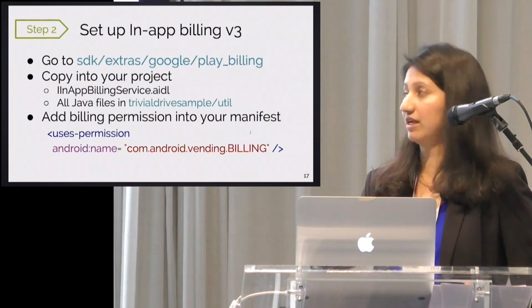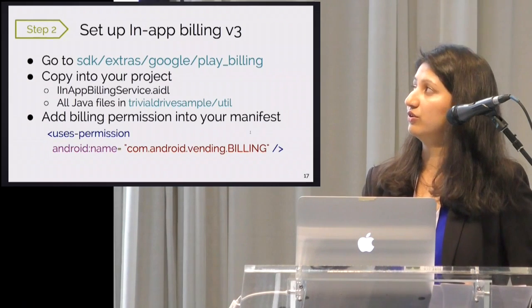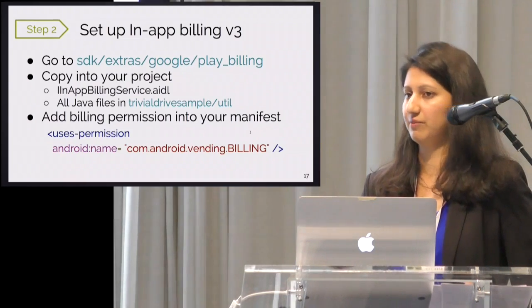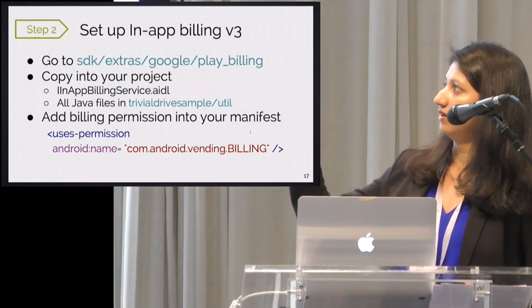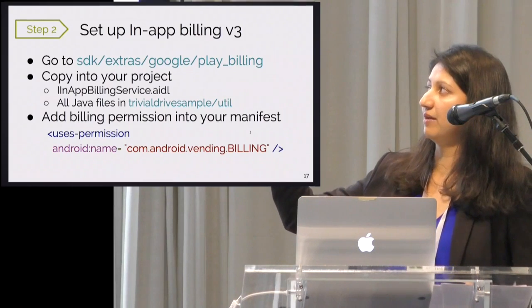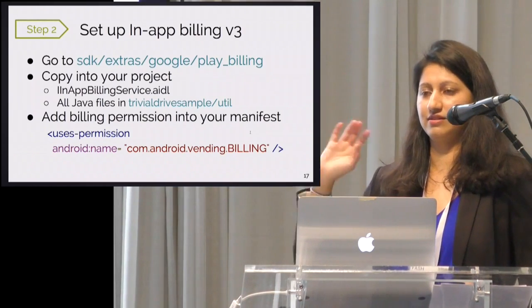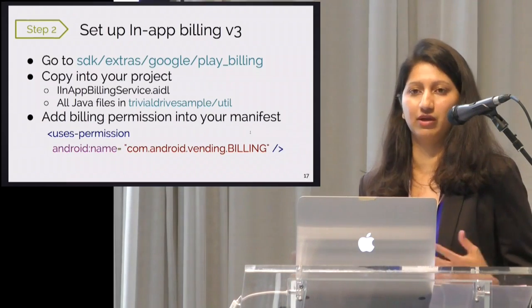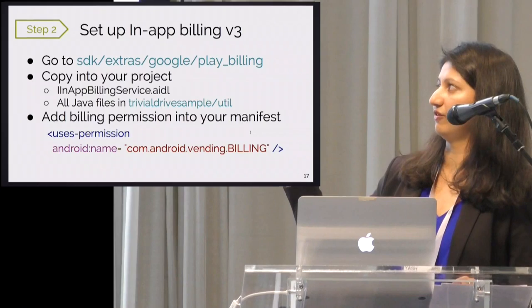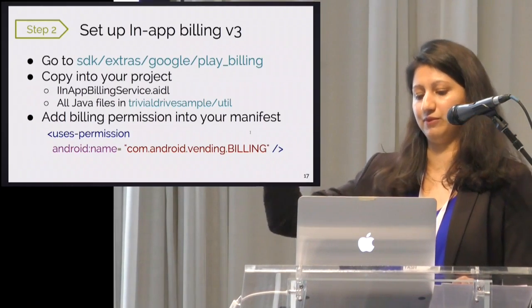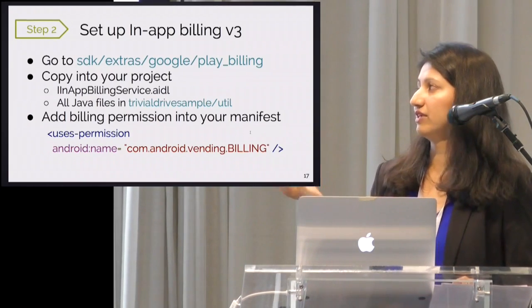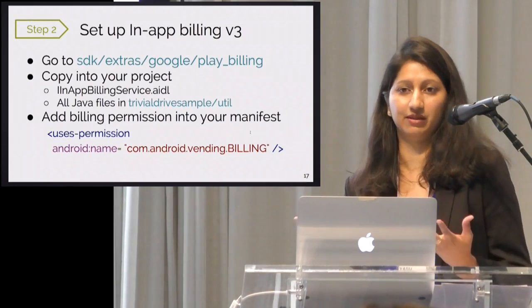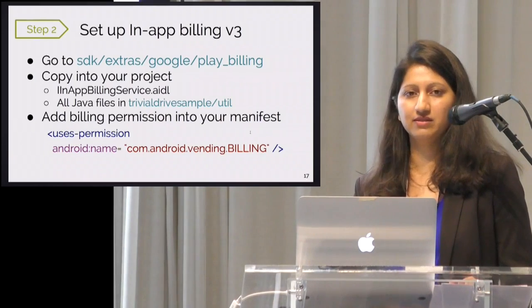Next step is to set up in-app billing version 3. Go to your SDK manager and download all of these sample files in extras, and copy into your project the in-app billing service AIDL file. This is a file that establishes a connection between your client and Google Play server, so you don't have to write it. And copy all of the Java files in the Trivial Drive sample app, which you would find in the extras section. Trivial Drive sample is a car racing app that Google has so that we can get a better understanding of how in-app billing works.